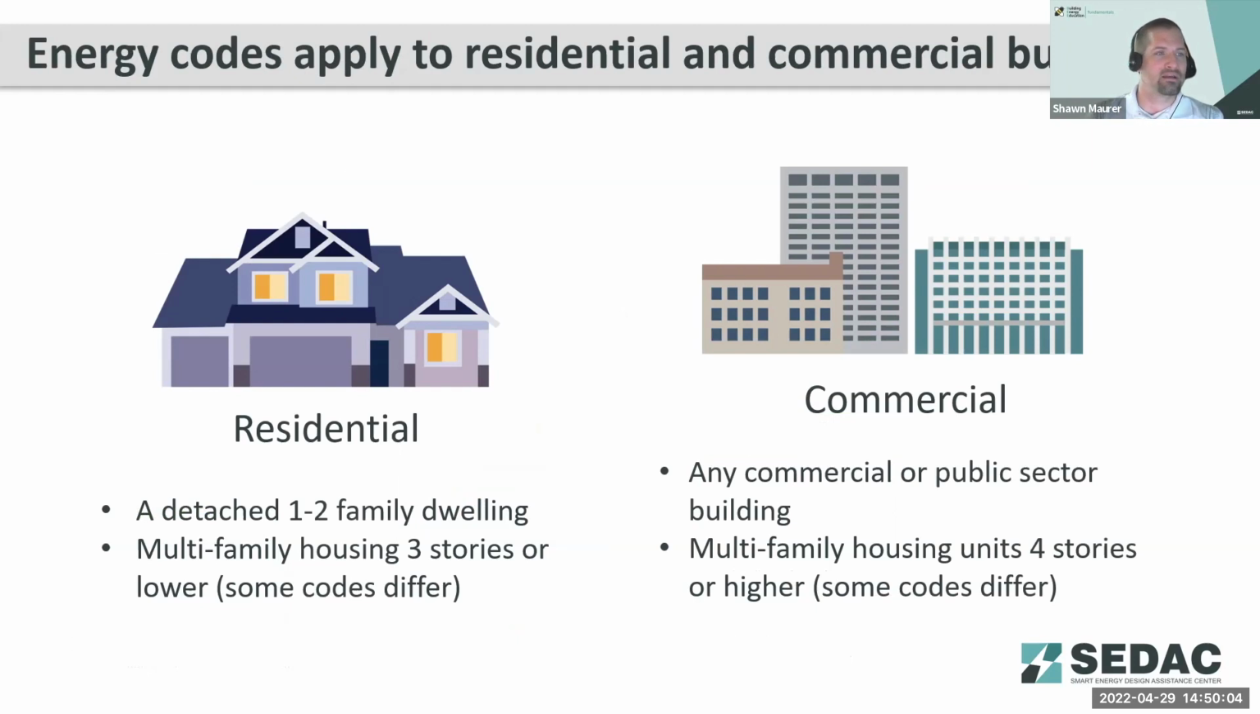Next slide. The energy codes apply to residential and commercial buildings. For residential buildings, we need to know, what's the difference between those two structures? How are those defined in the codes? So residential buildings get a specific definition: detached 1 or 2 family dwelling or multifamily building, housing 3 stories or less. Some local codes may adjust that a little bit, but in general, for application of codes, that's your residential building definition, where occupants are residing on a primarily permanent basis.